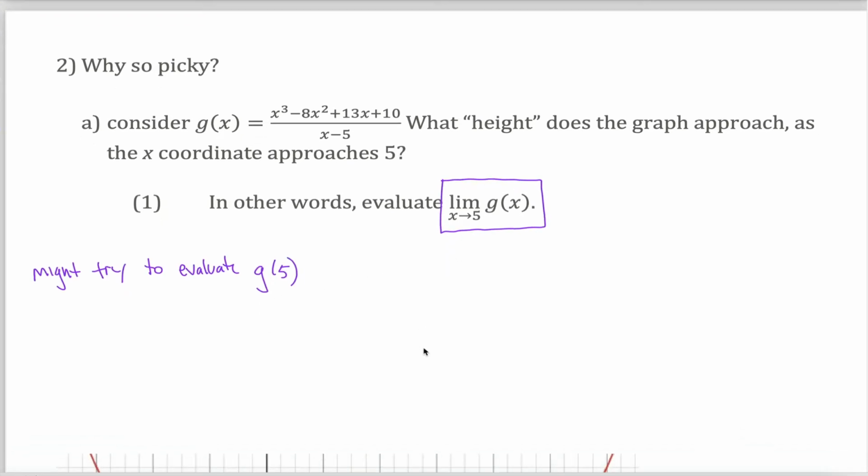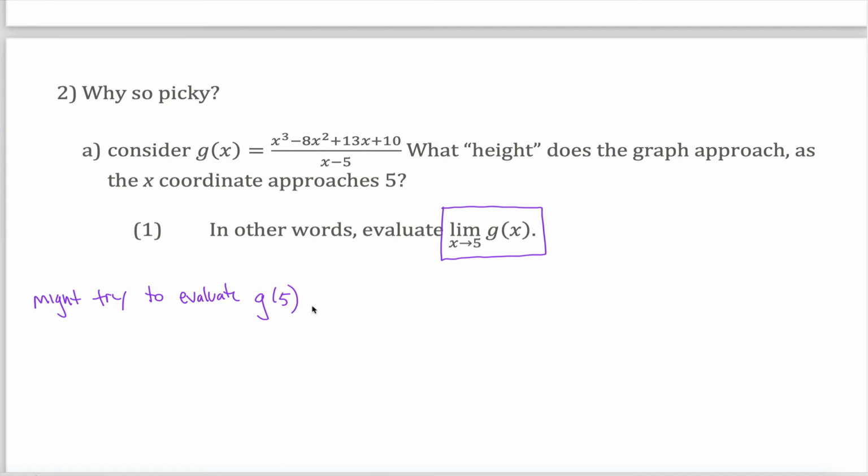If I didn't make such a big deal out of it, you might just try to evaluate g of 5. You might think, and it would make a lot of sense if you thought this, I'll figure out the y-coordinate when x is exactly 5, and that will tell me what the y-coordinate gets really, really close to when the x-coordinate gets really, really close to 5. But look what happens when we try to do that. Plug in 5 here. We would get 5 cubed minus 8 times 5 squared plus 13 times 5 plus 10.